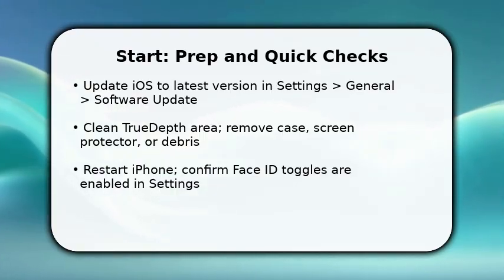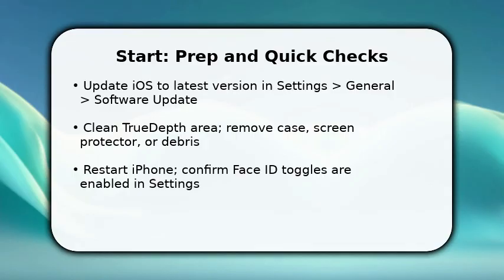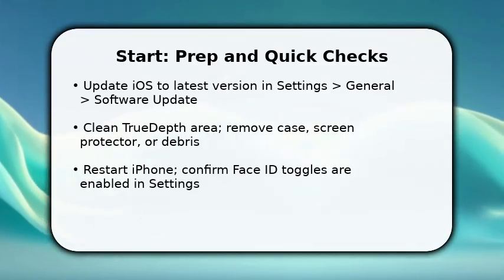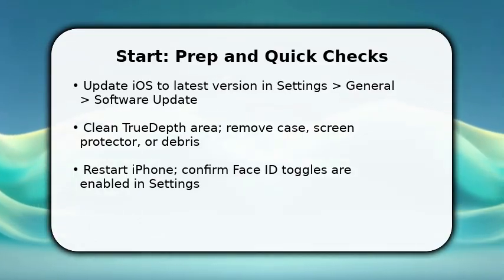Once done, restart the iPhone to clear transient software states, then open Settings, Face ID and Passcode, and verify the feature toggles for iPhone unlock and relevant apps are enabled. These steps rule out common software and coverage issues.